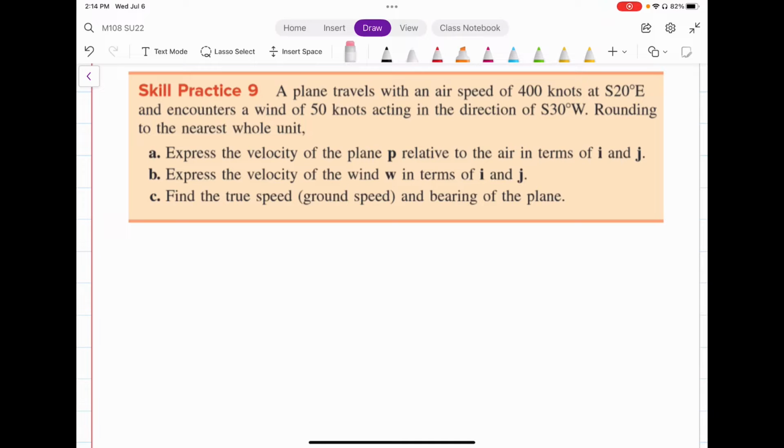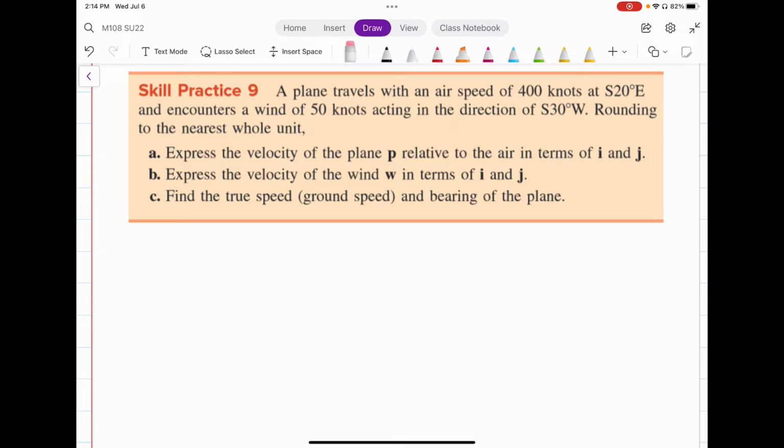A plane is traveling with an airspeed of 400 knots with a bearing of south 20 degrees east, and encounters a wind of 50 knots acting with a bearing and direction of south 30 degrees west. Rounding to the nearest whole unit, we want to express the velocity of the plane in terms of i and j, express the velocity of the wind in terms of i and j, and find the true speed and bearing of the plane.